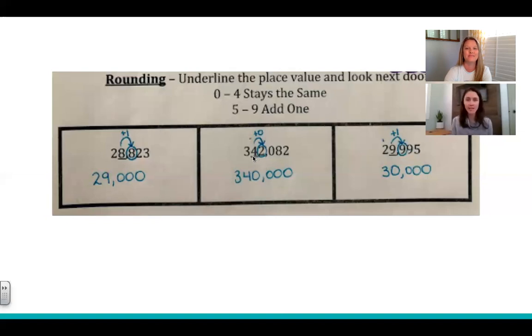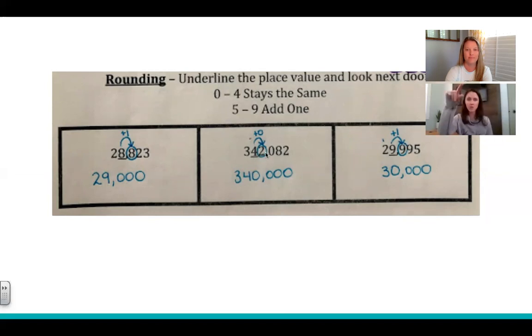That's where the 4 is sitting. Underline it, and then draw your arrow next door. So we are looking at the 4 and the 2. So 0 to 4 stays the same, or another riddle is 4 less, let it rest, 5 or more, raise the score. So the same thing as explained there, just a different way to say it. So it is less than 5, so you're letting it rest. Rest means that 2 turns to a 0.